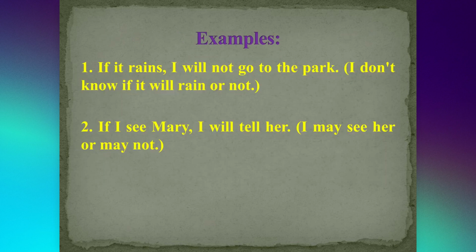Examples. The first is, if it rains, I will not go to the park. It means that I don't know if it will rain or not. The second is, if I see Mary, I will tell her. It means that I may see her or may not.